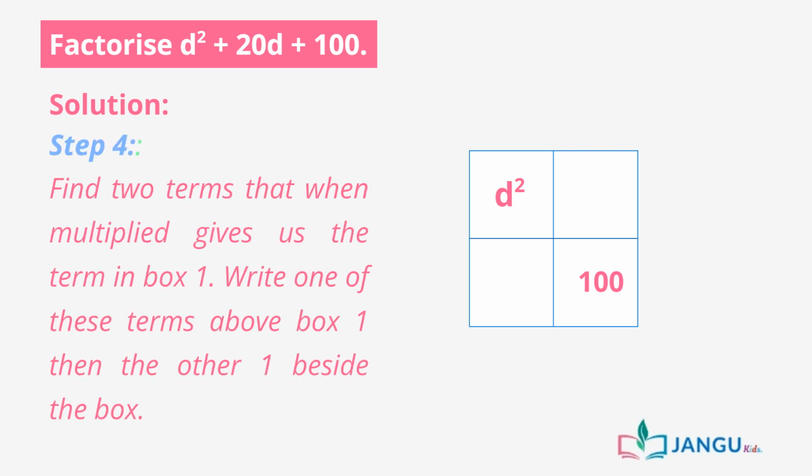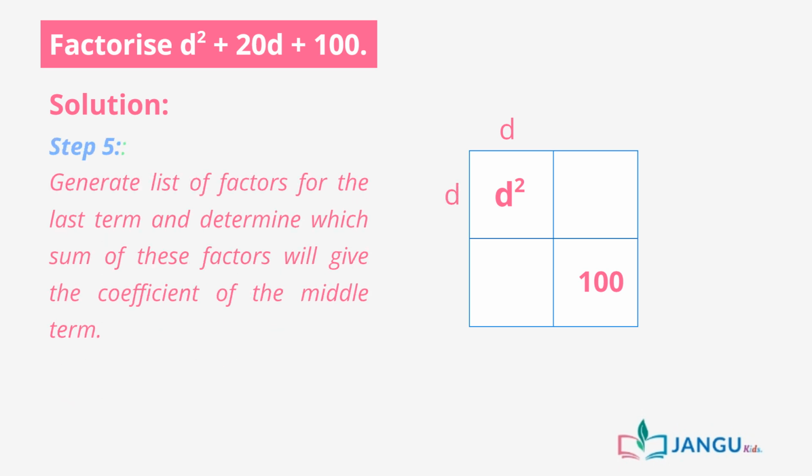Next, we find two terms that when multiplied give us the term in box 1, and these terms are d and d. Write one of these terms above box 1, then the other beside the box. And next we generate a list of factors for the term in box 3, which is 100.